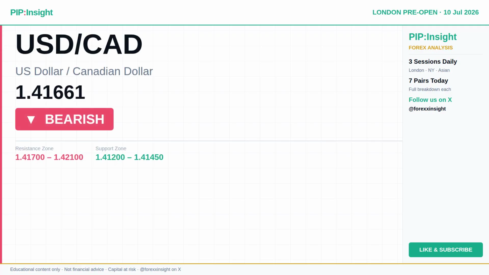Dollar Canada. The chart is showing bearish structure on this session. The 4-hour trend is to the downside. Resistance is marked between 1.417 and 1.421. Support is marked between 1.412 and 1.4145. Here is the full chart breakdown.